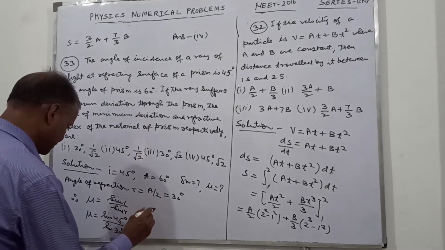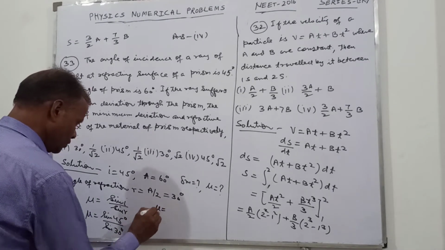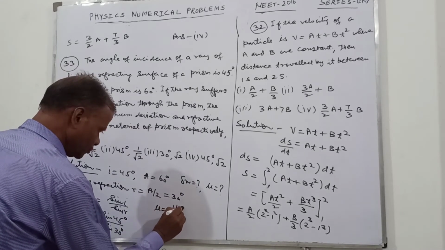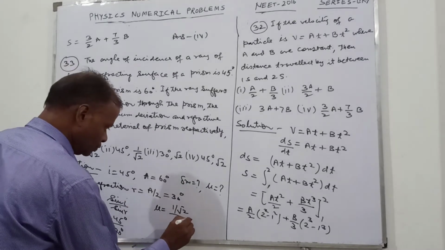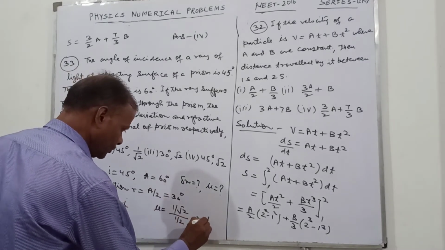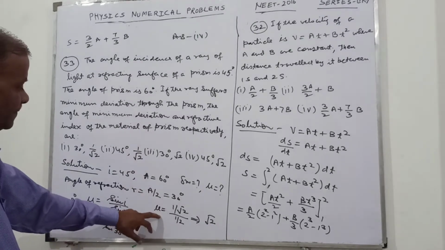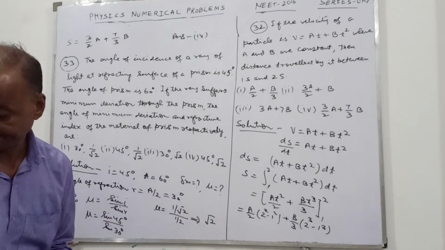So we get from here mu equal to sin 45 degree, which is 1 upon root 2, upon sin 30, which is 1 by 2. So this will come out to be root 2. So mu is root 2. Now then you have to find the delta M.